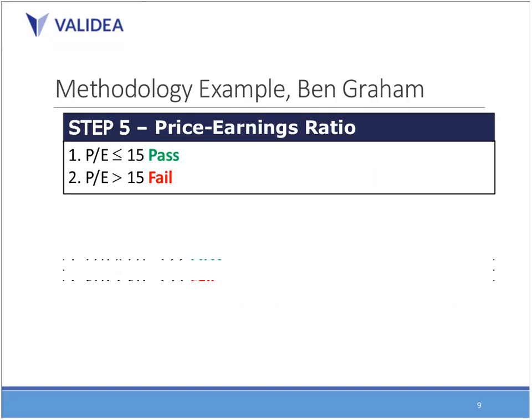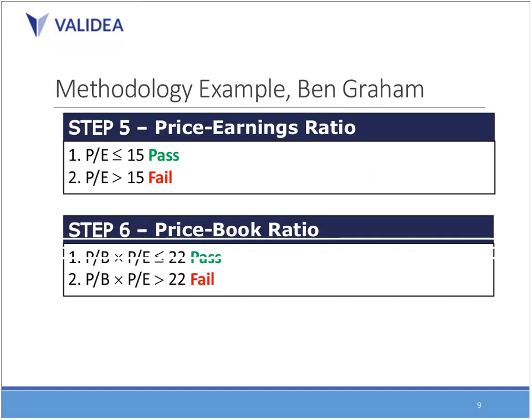But that wasn't the only really strict value criteria that he used. He used the price-to-book ratio. And he didn't just use it as an ordinary criteria, but he multiplied the price-to-book ratio times the price-to-earnings ratio, and he wanted the product of those to be less than 22. So therefore, if the price-to-earnings ratio was already 15, the price-to-book ratio could be no more than 1.46 in order to pass. Again, these are pretty tough criteria. Most companies can't meet these criteria. They're too pricey by his methodology.